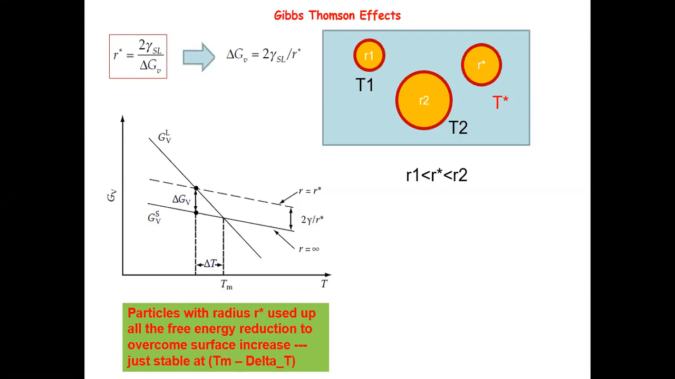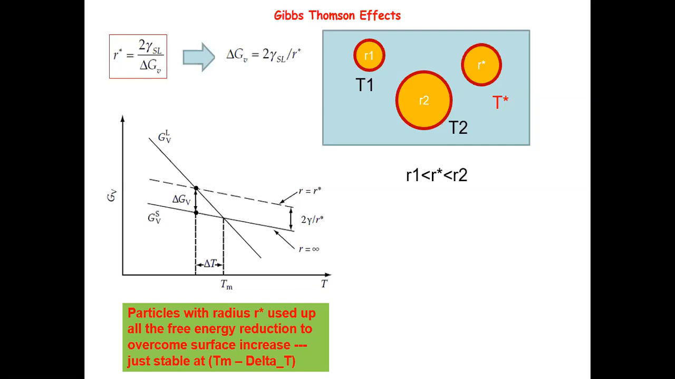And we will know that, okay, at the critical temperature, all of the free energy reduction will be used up to overcome the increase due to the surface energy, right? Now, for each particle, I'll have a particular delta T, which is a supercooling that is just enough to overcome the increase of the free energy due to the interface. Now, instead of comparing T1, T star, and T2, let's compare delta T1, delta T star, and delta T2. What is the relation between the supercooling required to stabilize each of these particles?